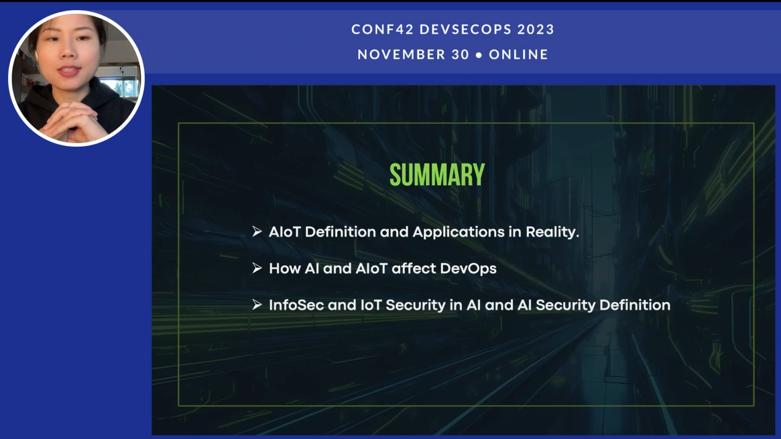So we have discussed the AIoT definition, and I also gave you the lighting application example in reality. And I also shared how AI and AIoT affect our DevOps roles and what we can do, what AI can do, and what AI cannot do. And then, last but not least, we discussed information security, the traditional classifications, and we focused on IoT security. Definitely, I gave you the new definitions and also the different scopes of AI security we need to focus on. Yeah, so here it is.